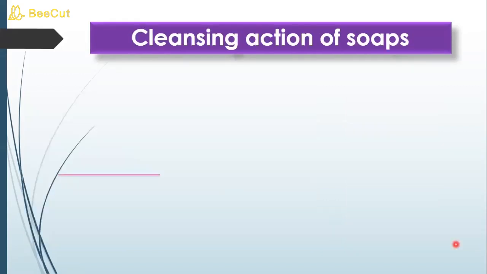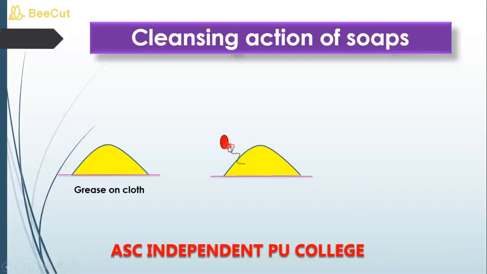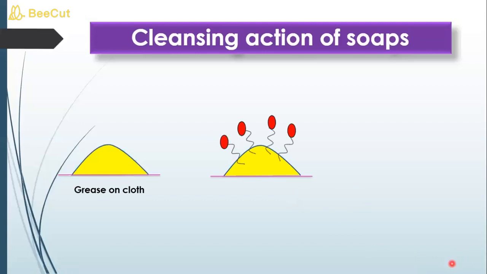Here is a cloth which has grease on its surface. The cleansing action of soap is due to the fact that the soap molecules form a micelle around the oil droplet in such a way that the hydrophobic part of the stearate ion is in the oil droplet and the hydrophilic part projects out of the grease droplet. Since the polar group can interact with water, the oil drop, surrounded by stearate ions, is now pulled into the water and removed from the dirty surfaces.